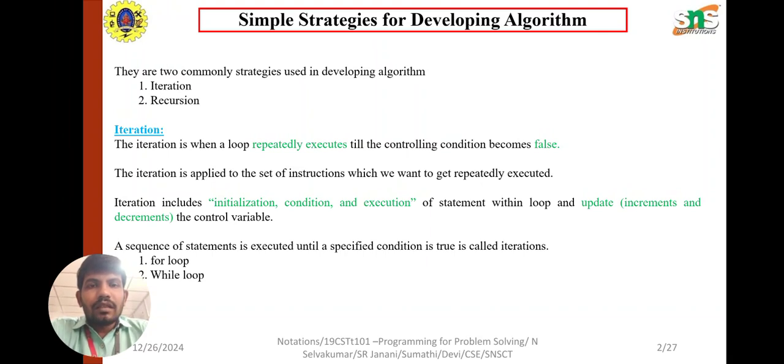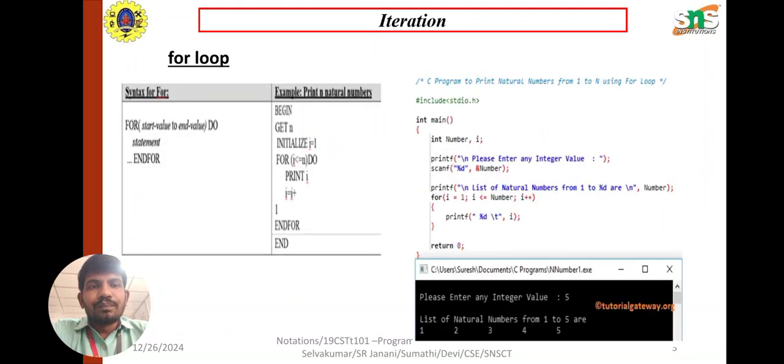Iteration means a loop repeatedly executes until the controlling condition becomes false. Iteration is applied to the set of instructions which we want to execute repeatedly. It includes initialization, the condition, execution of a statement within a loop, and updating the control variables. The sequence of statements is executed until a specified condition is no longer true. Examples: for loop and while loop.